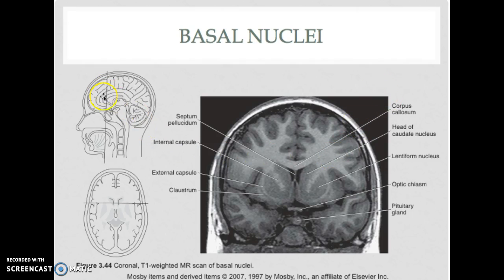So here's the coronal again. This is cut pretty much the same spot. So just review. Here's your corpus callosum, your head of your caudate nucleus. Here's the lentiform nucleus, your optic chiasm, your pituitary gland, claustrum. You have your external capsule and your internal capsule coming on the inside. So you see your internal capsule really well on your coronal, and your septum pellucidum.